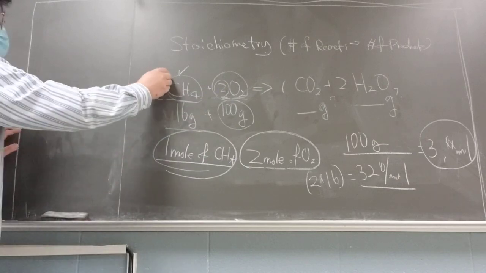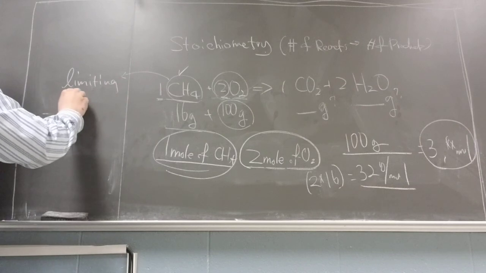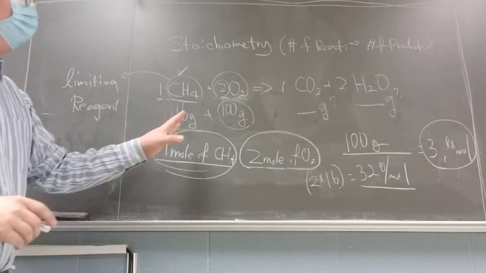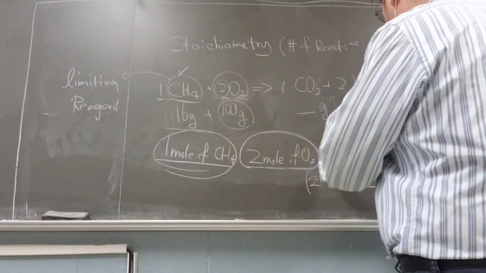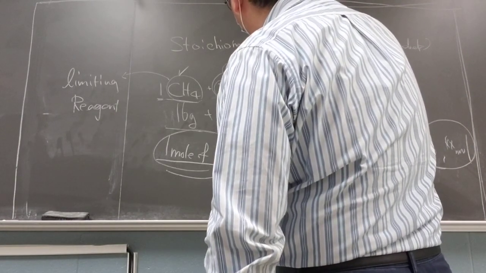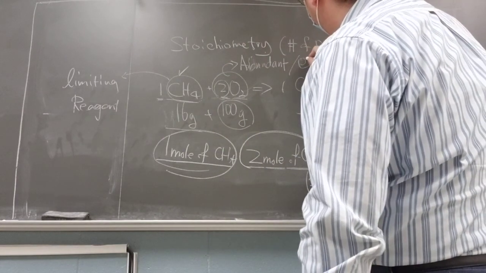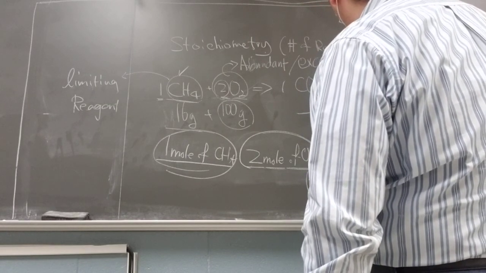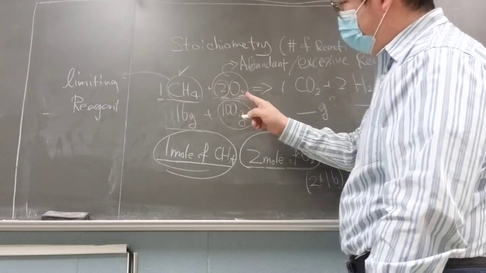So we call this the limiting reagent, or you can say limiting reactant too. And this is the one you see after the chemical reaction, it's still remaining oxygen here. So we can call this abundant, or you can say excess reactant. You have a lot more than what you need. So this is the remaining reagent, this is the abundant one.